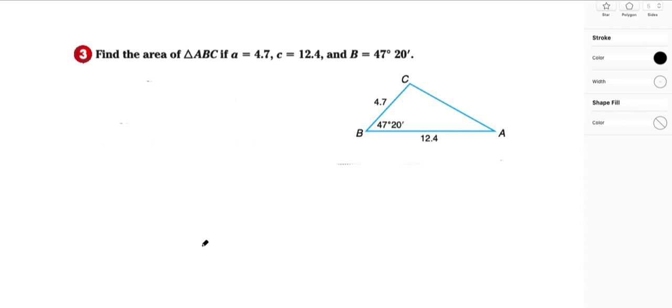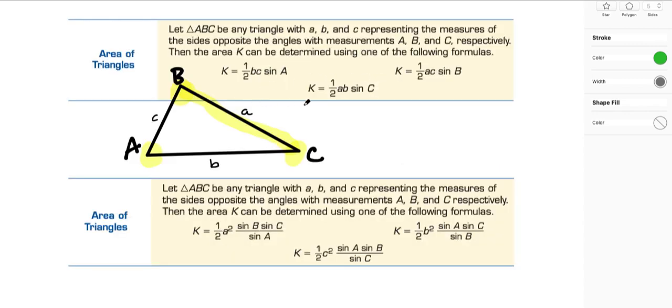Here in example 3, we're going to use one of the formulas to find the area of a triangle given the information that we have. So you see that this is the one that we talked about earlier, where we're given two sides and the included angle. If we scroll back up to where we were earlier within our notes, we'll see that this formula is the one that we want to use, where we take 1/2, the length of the two sides, times the sine of the included angle.